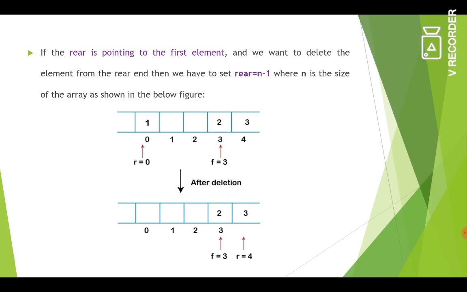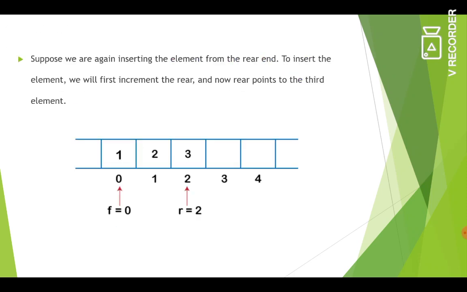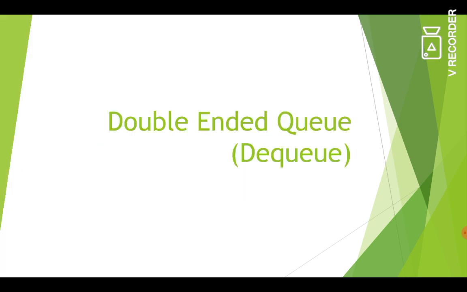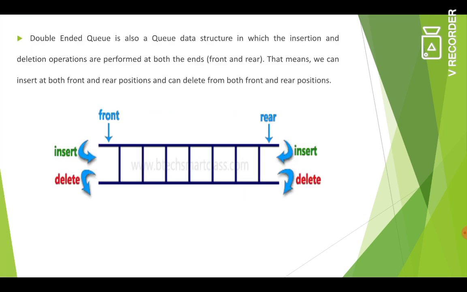So that's about the procedure for deletion. Once again, I'm just telling what is double-ended queue. In a normal queue, both the insertion and deletion can be performed at only one end. Usually, insertion takes place at rear end and the deletion takes place at front end. But in DQ, that is double-ended queue, you can perform both the insertion and deletion at both the ends. That's why it's called double-ended queue.